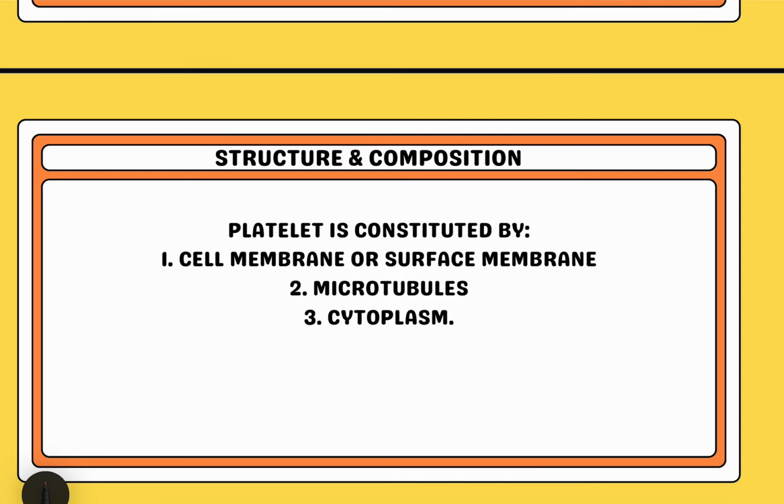Next, the most important thing, the structure and the composition. Platelets are constituted mainly by three components. Firstly, the cell membrane, which is also known as the surface membrane. Next, we have the microtubules and the cytoplasm.